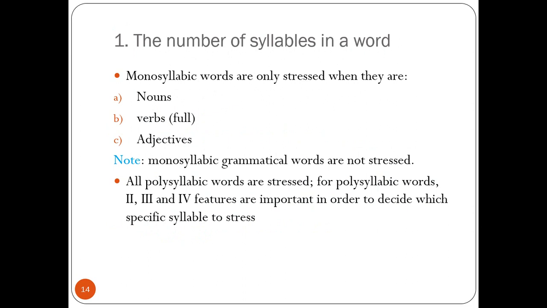Let's probe into these four features, and that would be the end of this lecture. There is nothing else, I hope. The first thing is the number of syllables in a word. Monosyllabic words are only stressed when they are nouns, verbs, and adjectives. So we must know the number of syllables, whether a word is monosyllabic or polysyllabic, made of only one syllable or more than one syllable.